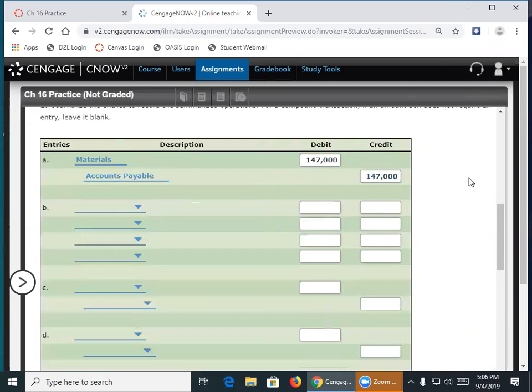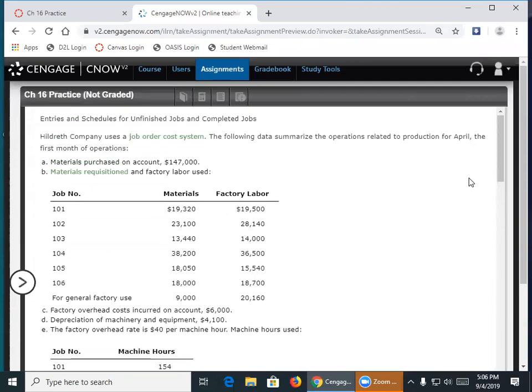And part B is a nice compound entry, very compound. It's materials requisitioned and factory labor used. So they're trying to really stick it to us now, right? They lumped it all together. So we need to figure out direct materials used and charged to work in process, direct labor used and charged to work in process, and deal with our indirect materials and labor. They lumped it all together, which I'm not really a big fan of. I like the materials and labor separated out, but we can do it.